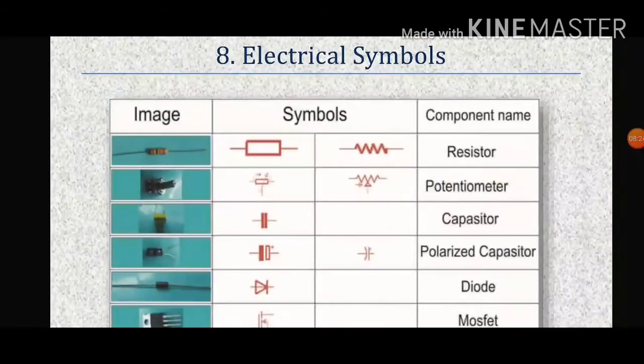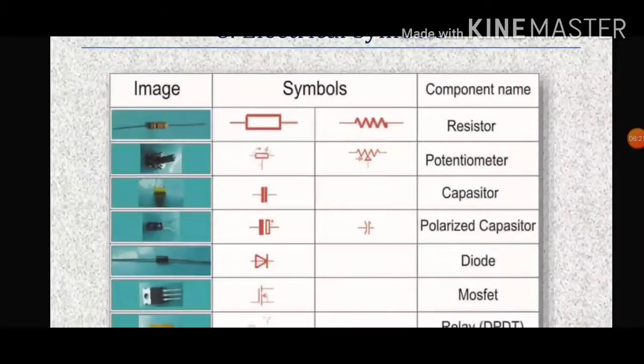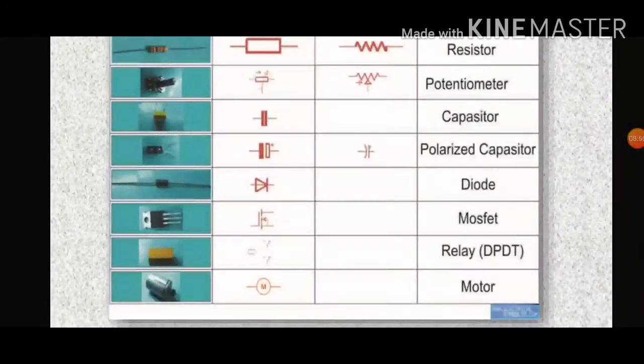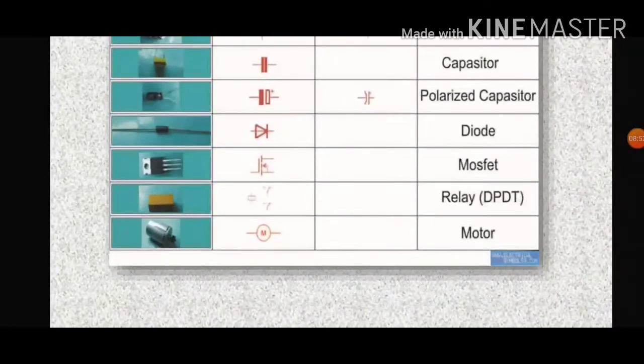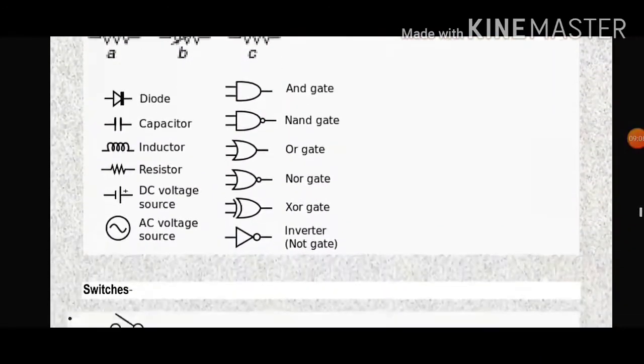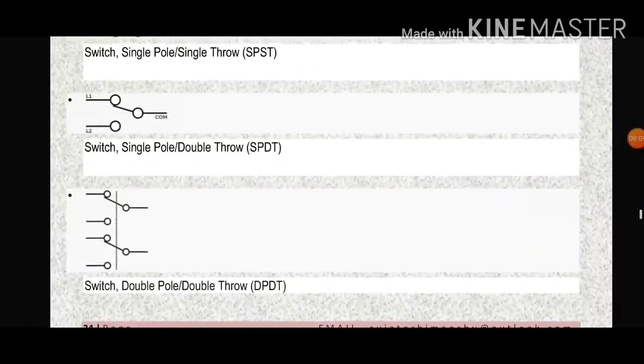And just the electrical symbols, the image symbol and component name. This is a resistor, and this one is a potentiometer, and this one is a capacitor, and this one is a polarized capacitor, meaning positive and negative. This one is a diode, and this one is a MOSFET, and this one is a relay switch, meaning DPDT, and this one is a motor. So see the symbols.